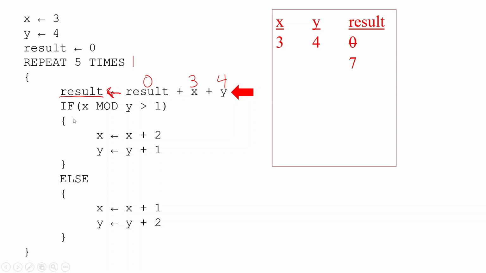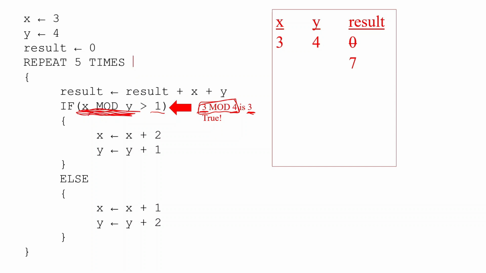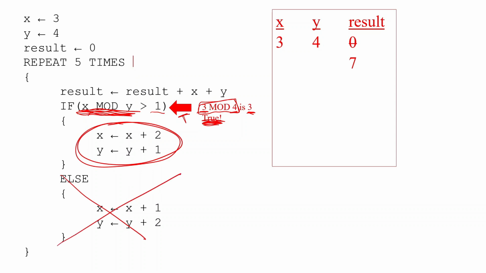And then next I have a condition to check. It says if x mod y is greater than 1. So x is currently 3, y is currently 4. If I take 3 mod 4, what is 3 mod 4? 3 mod 4 is going to be 3. And so the question says, is 3 greater than 1? This expression gave me 3, and is 3 greater than 1? That is true. So because this evaluated to true, that means I'm going to run these 2 statements in here, and I'm not going to run that else statement.